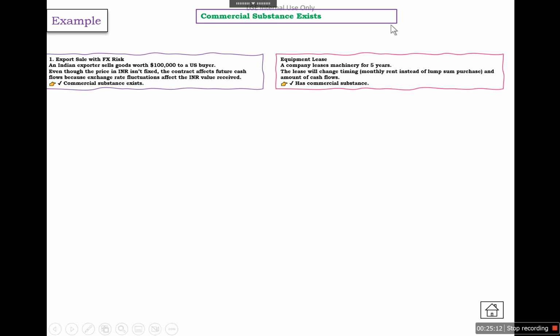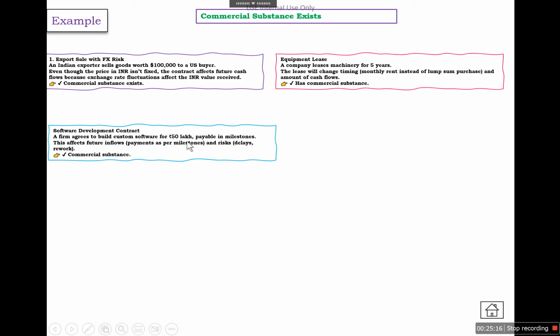Export sale with forex risk. An Indian exporter sells goods of $1 lakh to a US buyer. Even though the price in INR is not fixed, the contract affects the future cash flow because exchange rate fluctuation affects the INR valuation. So here it is called commercial substance. It will be applicable. If there is a lease transaction, it will be applicable.